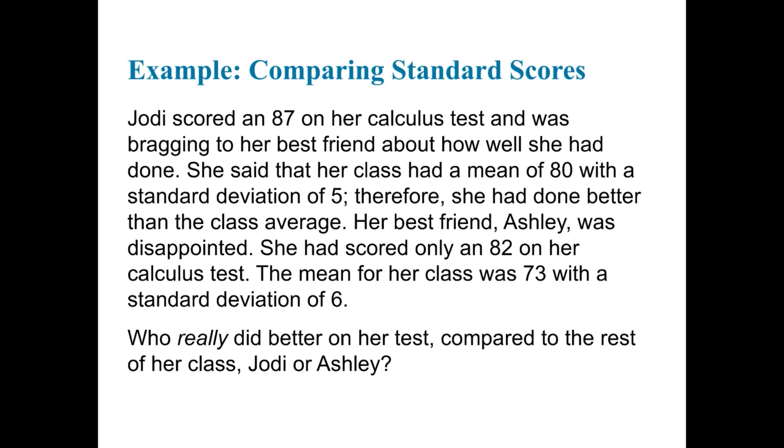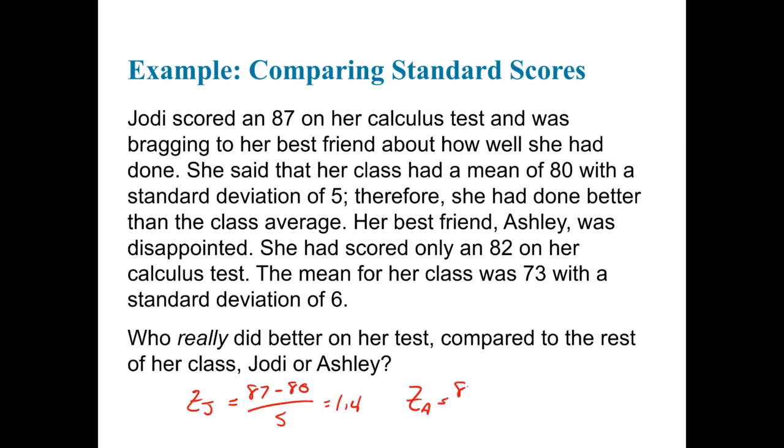To figure that out, basically what you want to do is calculate the z-score for both of those. So for Jody, if we wanted to calculate that z-score, what would our x value, or our data value, be here? 87. Minus, what's the mean? And divided by what? Good. So if we calculate that, what is Jody's z-score? 1.4. Good. And then we do the same thing for Ashley.